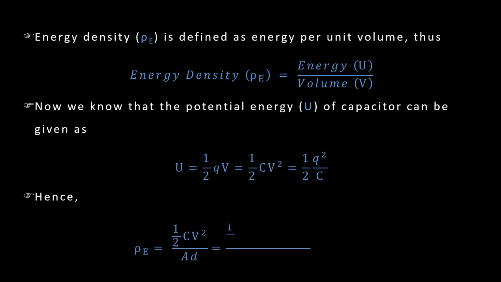So energy density is half CV square by AD, that is half epsilon 0 A by D into ED square by AD, and on simplifying we get half epsilon 0 E square. This expression of energy density does not have any A or D in it. So what does it indicate? This indicates that energy density depends on the medium. Epsilon 0 is a property of the medium, and electric field. So this equation indicates that any capacitor stores its energy in the form of electric field, and by changing medium we can change energy density.